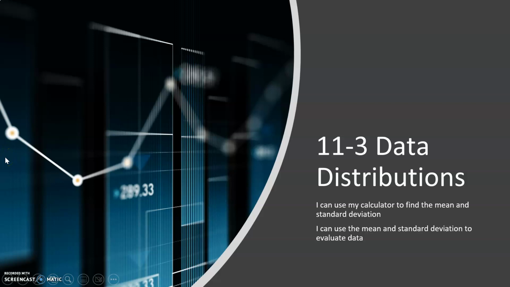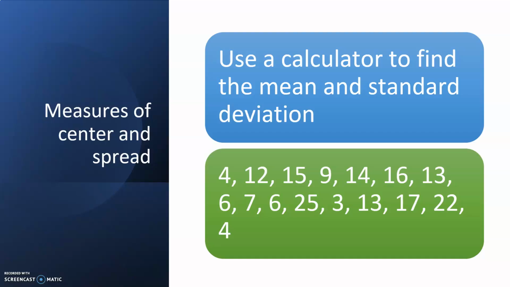Section 11.3 is about data distributions. It's about using the mean, using your calculator to find the mean and the standard deviation, and then using that information to evaluate your data.